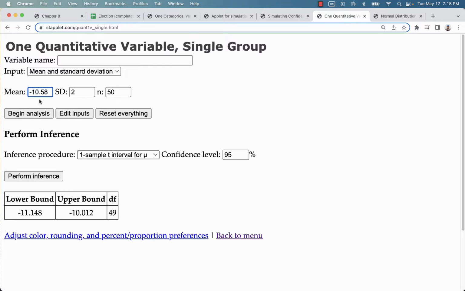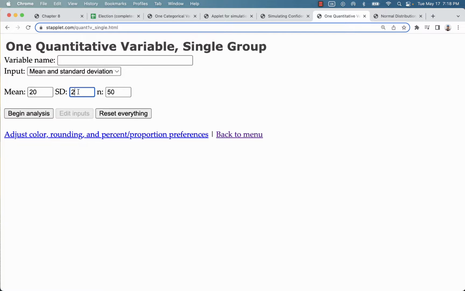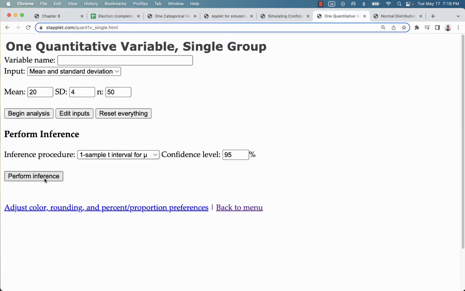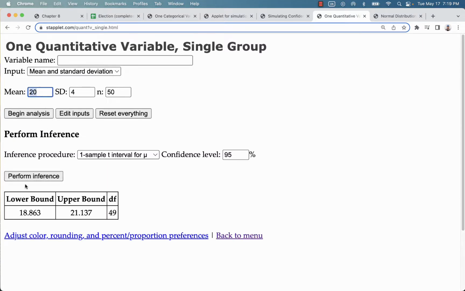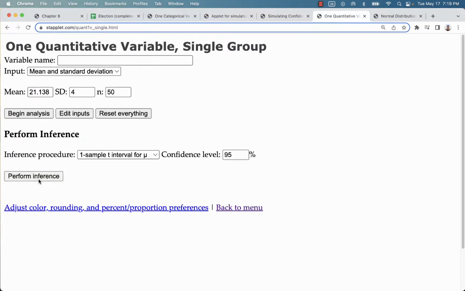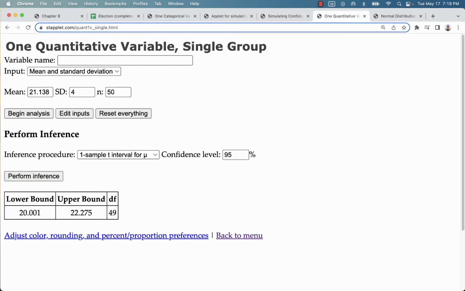So for another example, let's say we want to meet a goal of 20. I'm just not going to use an applied example here. We've got a standard deviation of 4, and we'll just keep the sample size at 50. If we have a sample mean of 20, we won't have that entire confidence interval past that goal. We would really want to exceed that margin of error of 1.137. So let's say we shoot for a sample mean of 21.138. And now our entire confidence interval is above 20.